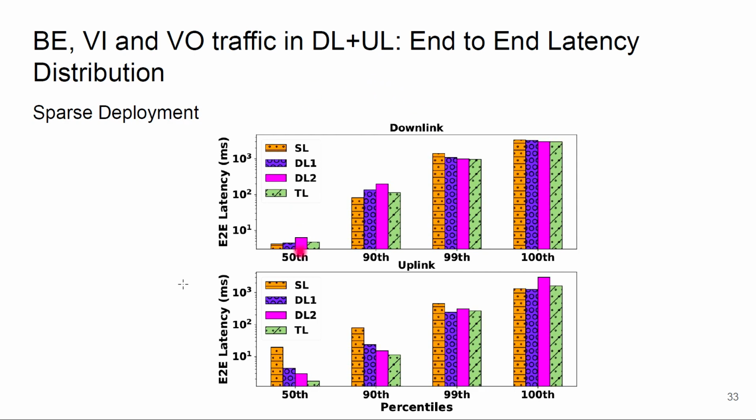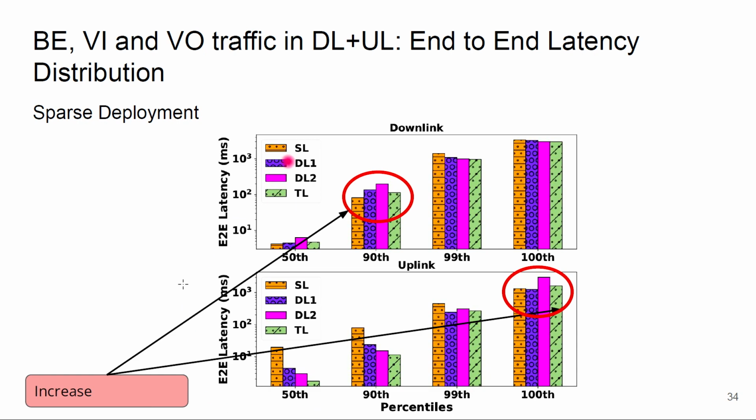Now this is interesting. Okay? Now I see the latency distribution. Since I now have traffic both in the downlink and uplink direction, I am plotting them separately. So downlink and uplink. Now look at this 90th percentile in case of downlink. See that with multiple links my latency increases compared to single link. And if you look at uplink, at the 100th percentile, the latency increases. So we are completely surprised. We can understand the latency reduction not being that significant, but how can it increase?